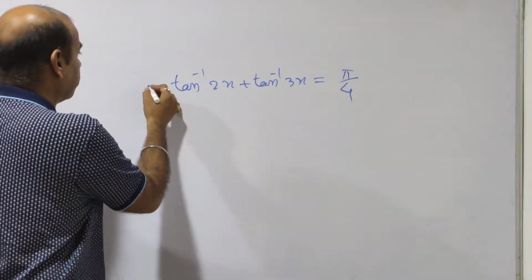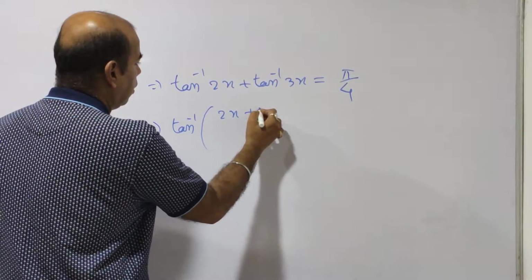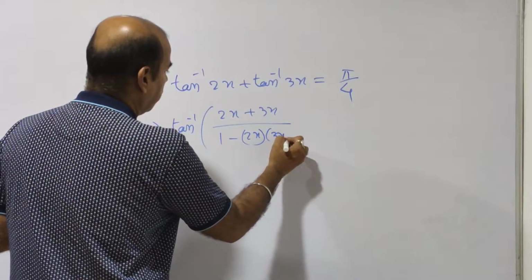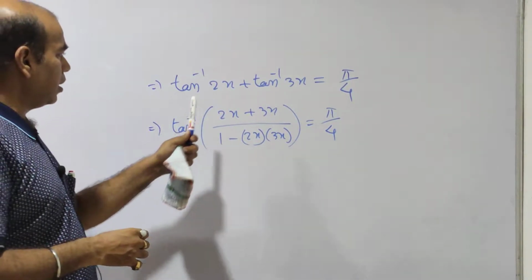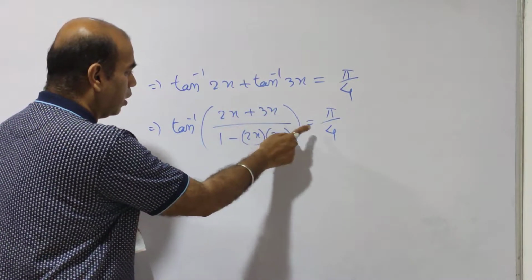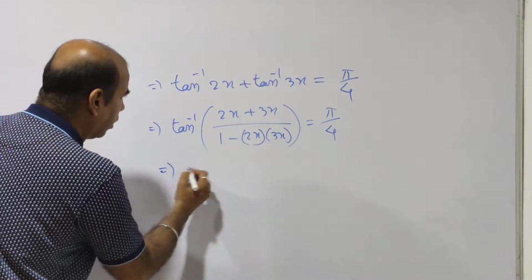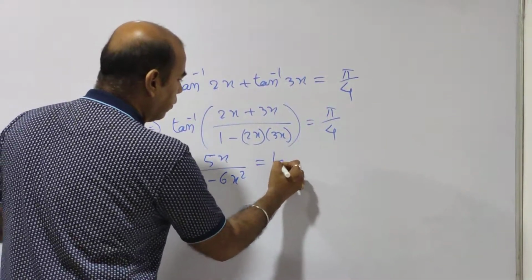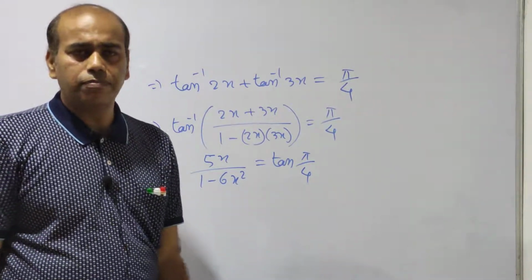So what will I do? I will write tan inverse of a plus b by 1 minus a into b, which is pi by 4. So tan inverse x plus tan inverse y, I have written tan inverse x plus y by 1 minus xy. Now this tan inverse, if I shift this side, it will become 5x by 1 minus 6x square equals tan pi by 4.